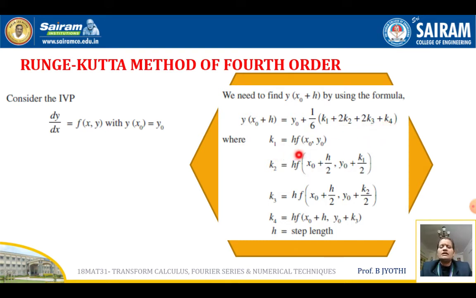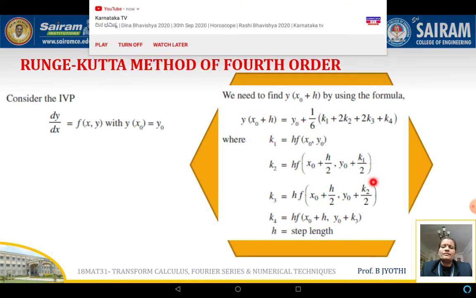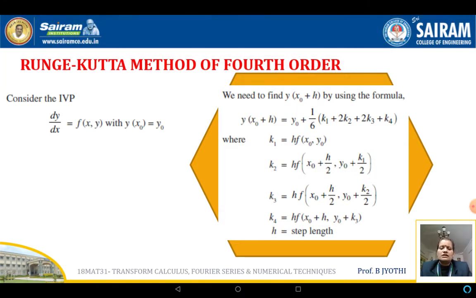k1 is given by h into f of x naught, y naught, and k2 is given by h into f of x naught plus h by 2, comma y naught plus k1 by 2, and k3 is given by h into f of x naught plus h by 2, y naught plus k2 by 2, and k4 is given by h into f of x naught plus h, comma y naught plus k3, and where h is the step length.